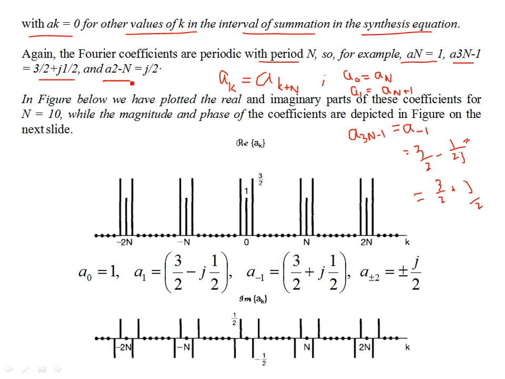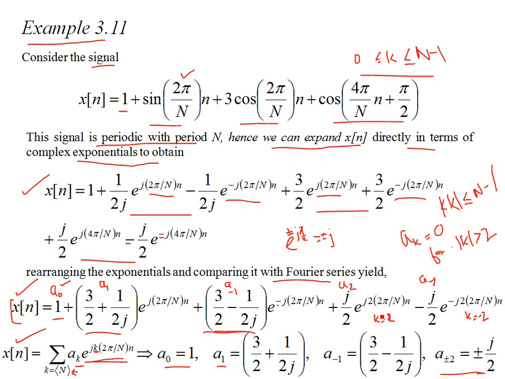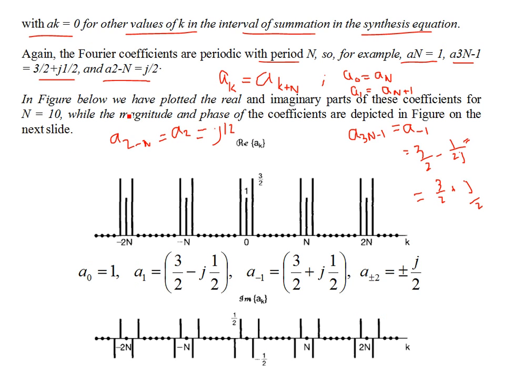Similarly, a2 minus N will be a2. So a2 minus N is a2. And what is a2? It is j by 2. This is the a2 coefficient, j by 2. In the figure below, we plotted the real and imaginary parts of these coefficients for capital N equal to 10. The period is 10, while the magnitude and phase of the coefficients are depicted in the next slide.